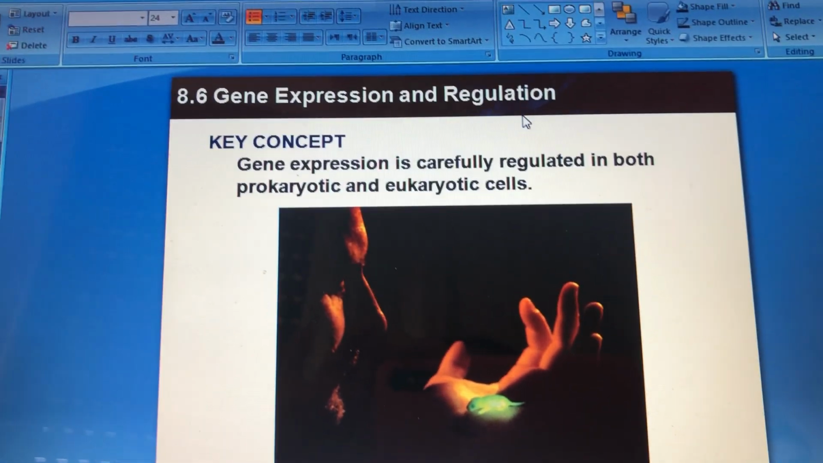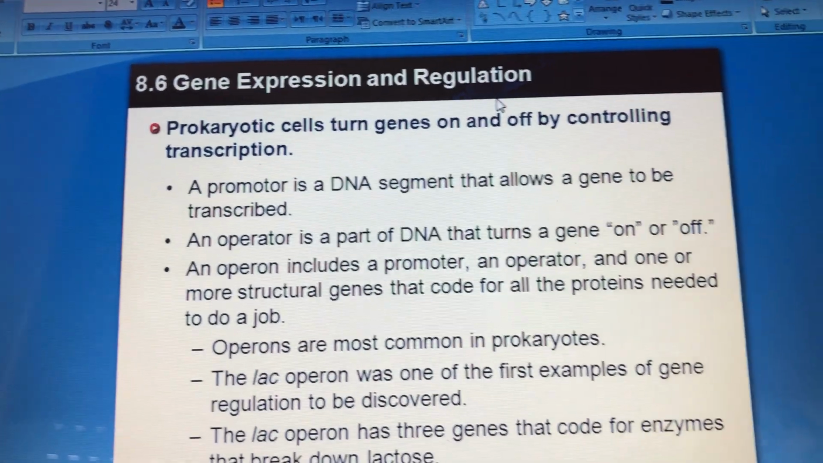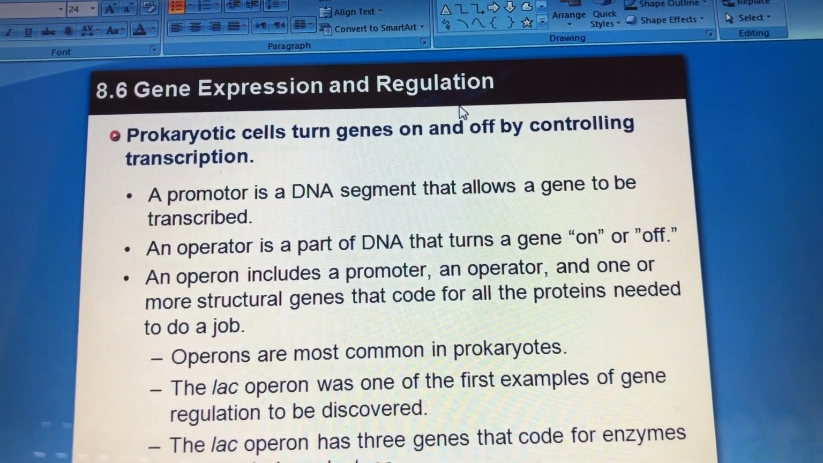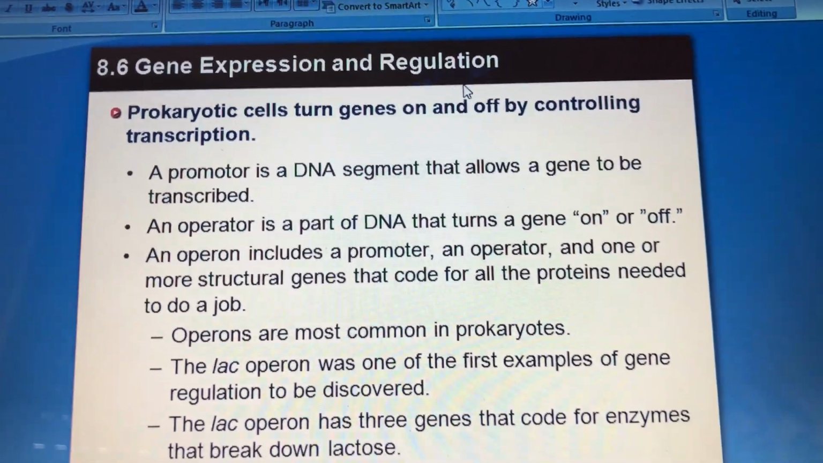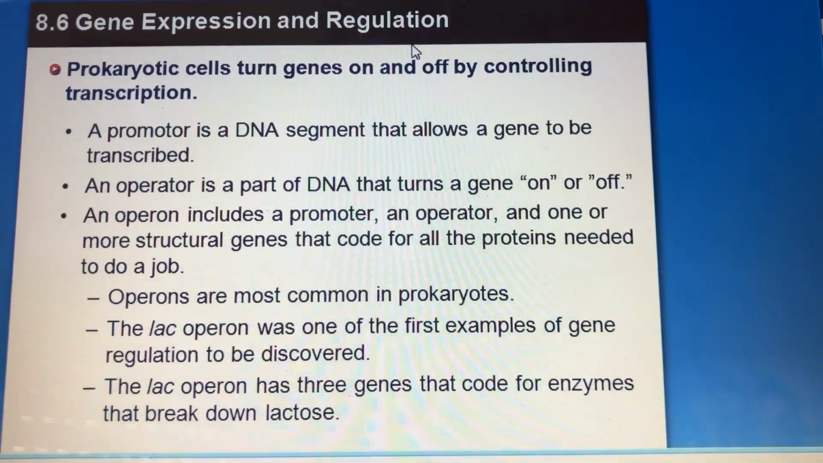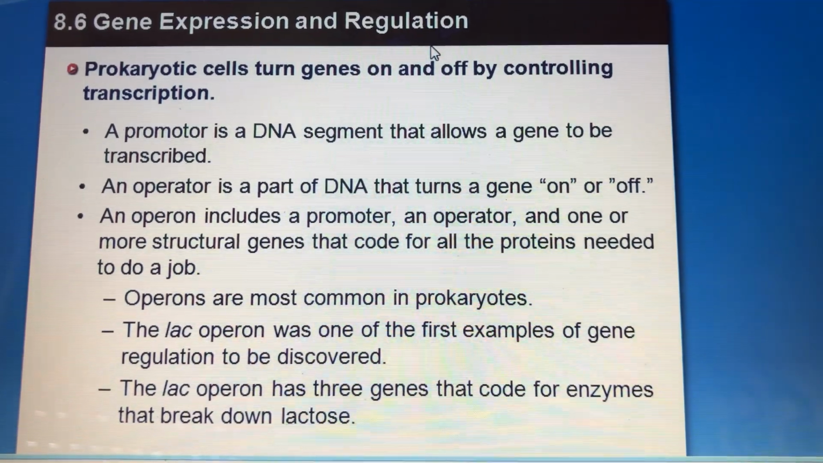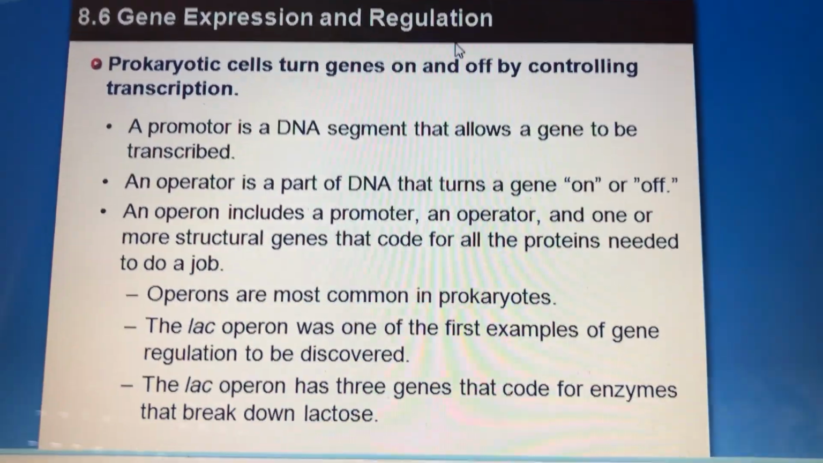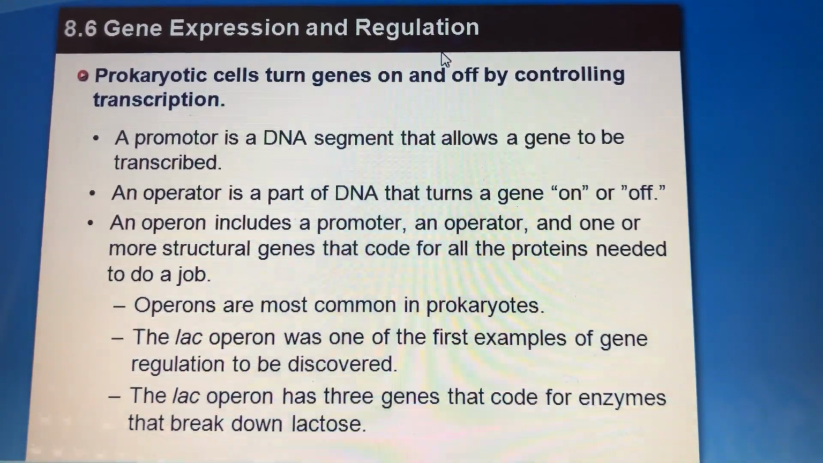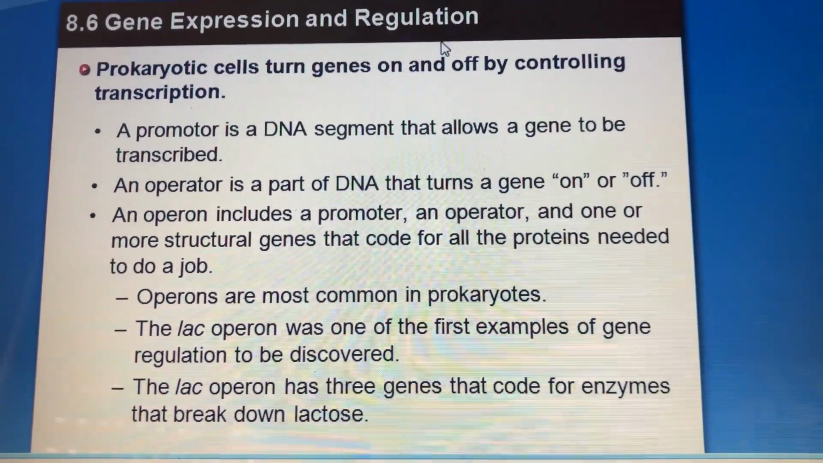So gene expression is carefully regulated in both prokaryotic and eukaryotic cells. In prokaryotic cells, it's much easier than in eukaryotic cells. The cells turn genes on and off by controlling transcription. Now, in prokaryotic cells, we have the promoter, which is a DNA segment. This promoter is important. Why? To allow a gene to be transcribed, to let the gene start to transcribe and to specify a location from where to start. An operator is the part that turns the gene on and off.